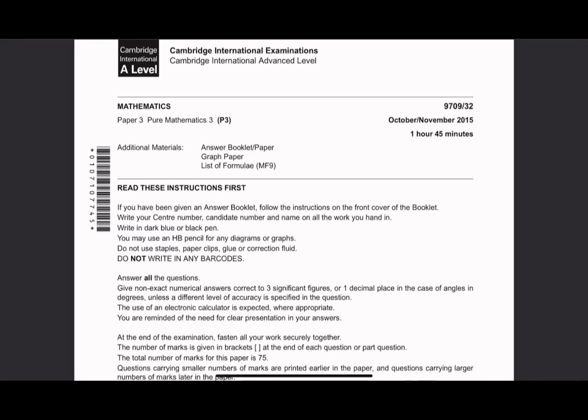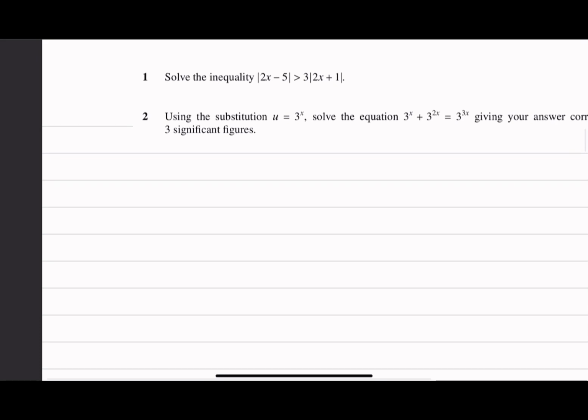Hello everyone, the paper we're solving today is A Levels Math Paper 3, Winter 2015, Paper Variant 2, Paper 3-2. Alright, so the first question is a modulus inequality.